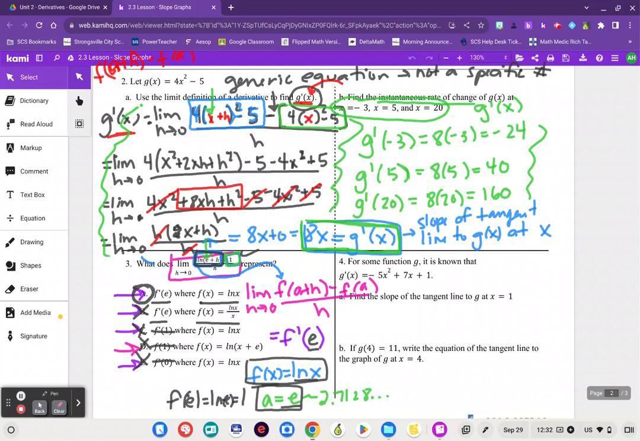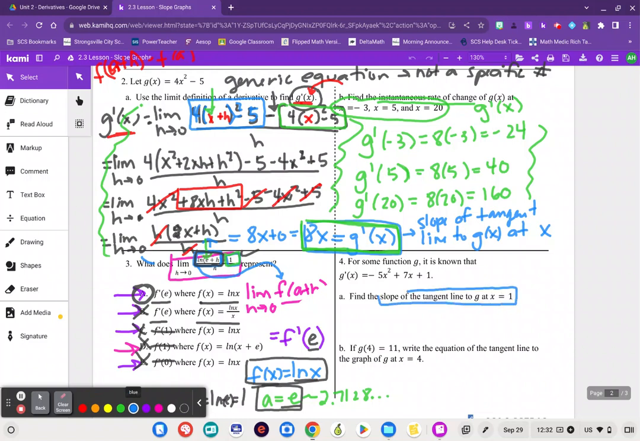Okay, going in reverse. All right, question 4 says, for some function g, it is known that g prime of x is equal to negative 5x squared plus 7x plus 1. I'm just going to erase this because it's in the way. Find the slope of the tangent line to g at x equals 1. So if I want to find the slope of the tangent line to g at x equals 1, that means that I need to find g prime of 1. That's how I interpret it. Slope of the tangent line, g prime.